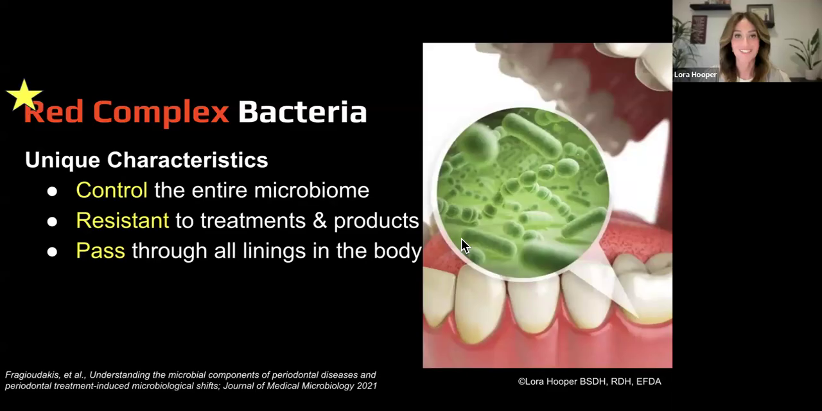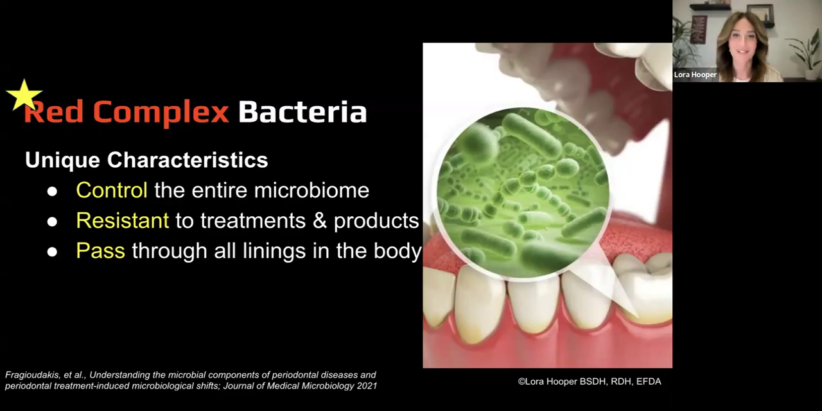Now, our red complex, this is the trickier one. And here's the biggest things to remember. Pick up your pen, get your paper ready, because you'll want to write these three things down. The red complex is so unique. It controls all the other species. In fact, it exchanges its DNA. And so it can make a biome that's normally benign now act very pathogenic. That's huge. It can change the entire microbiome.